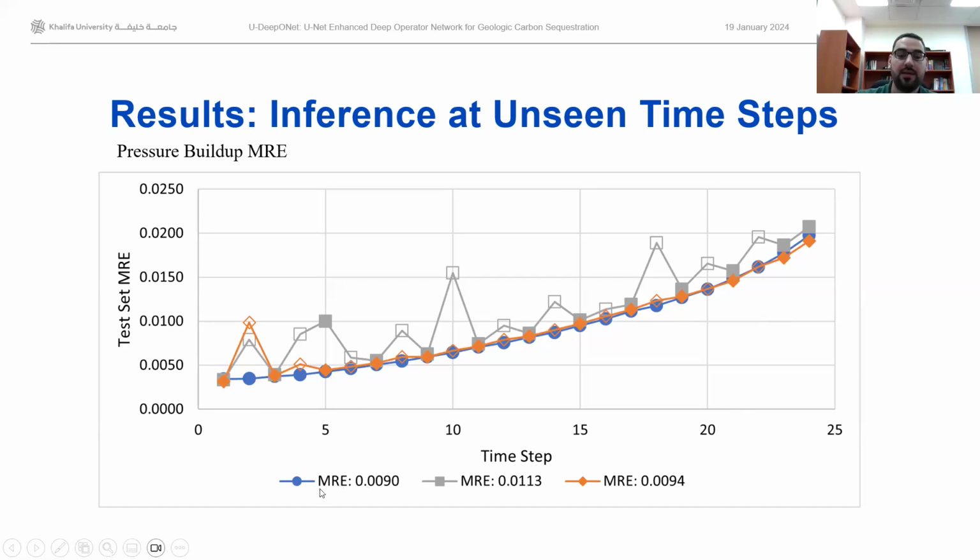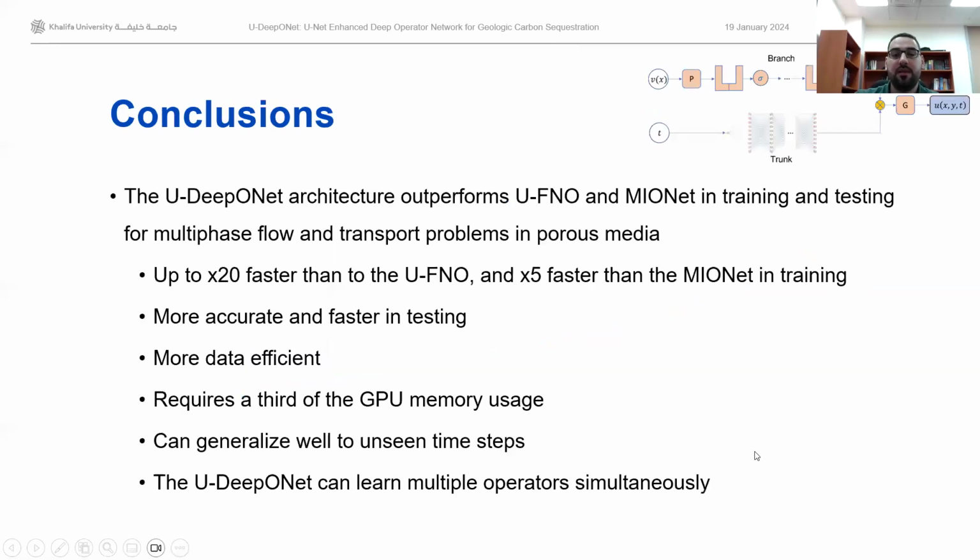And here we report the average mean relative error across all time snapshots, and we see that the orange line is very close to the blue line that includes all time snapshots, although this one only has half the time snapshots included in the training. This brings me to the conclusion of the talk.